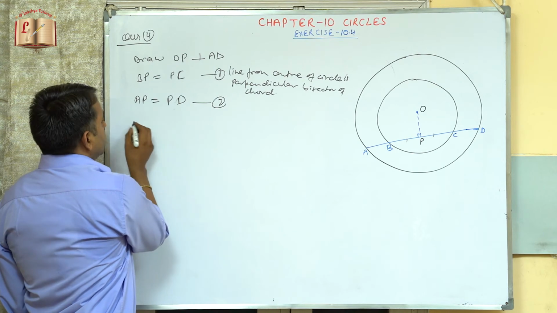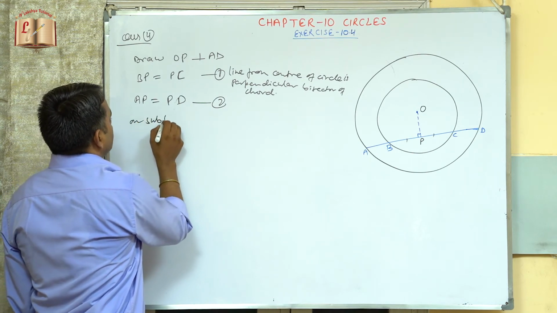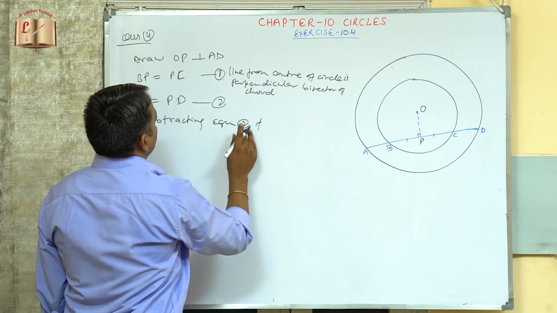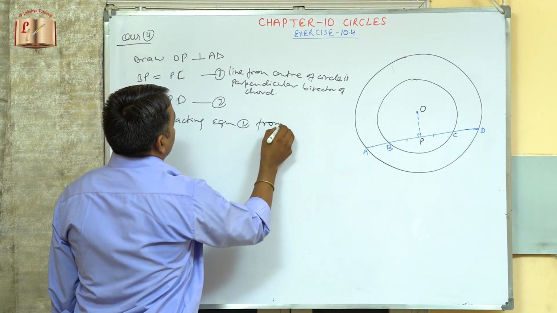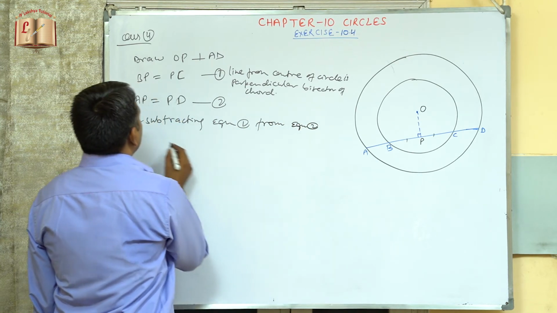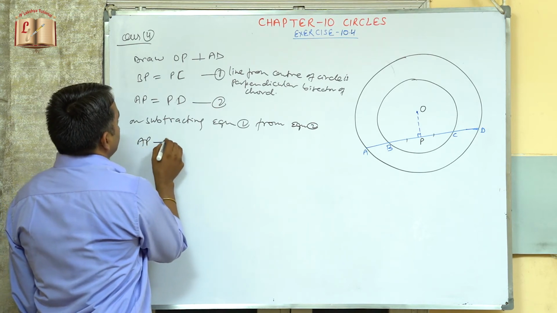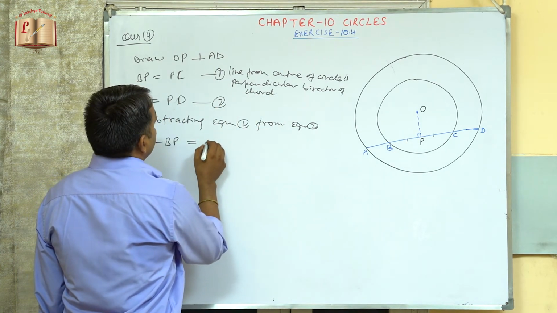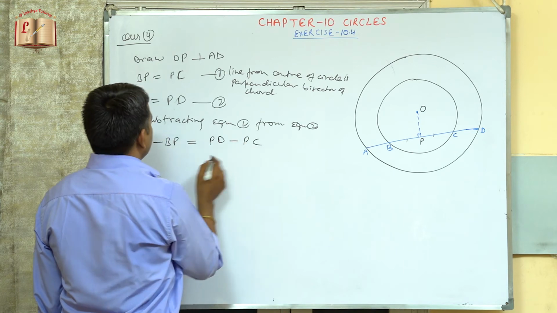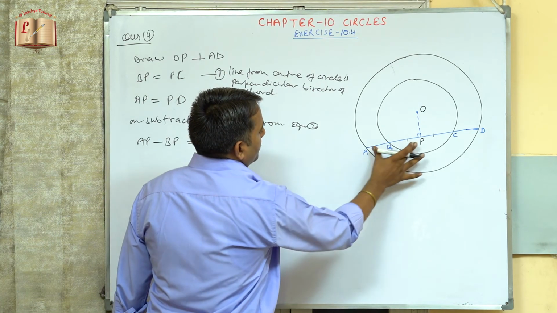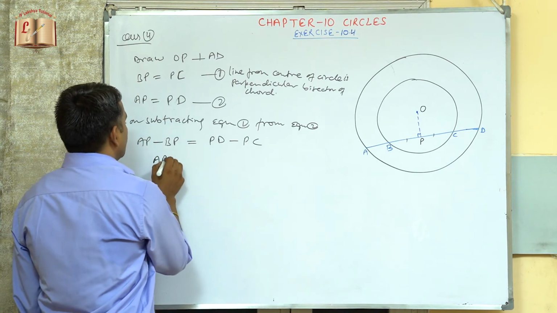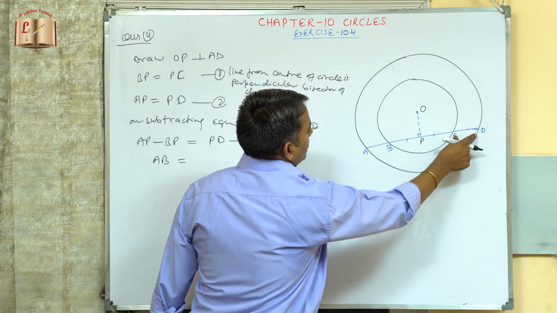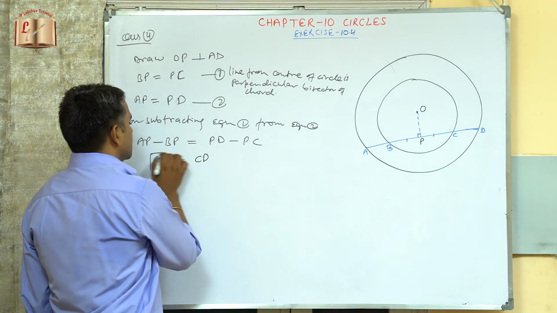For the same reason, on subtracting equation 1 from equation 2, AP minus BP will be equal to PD minus PC. AP minus BP will be AB, and this will be equal to PD minus PC, which will be CD. So this is now proved.